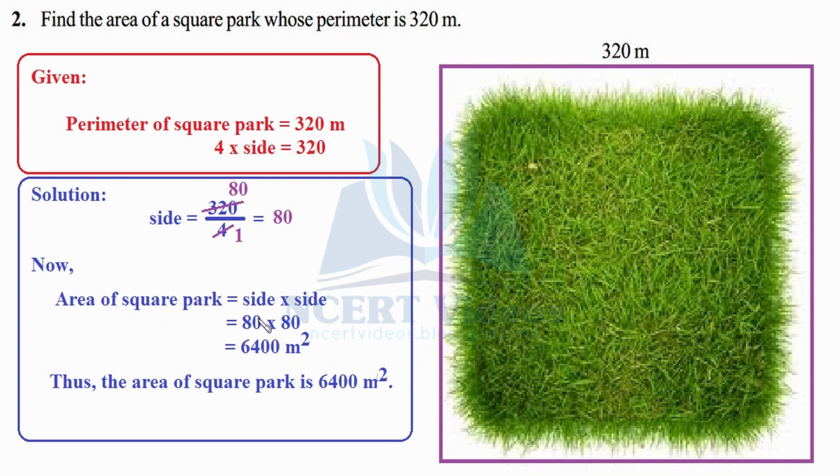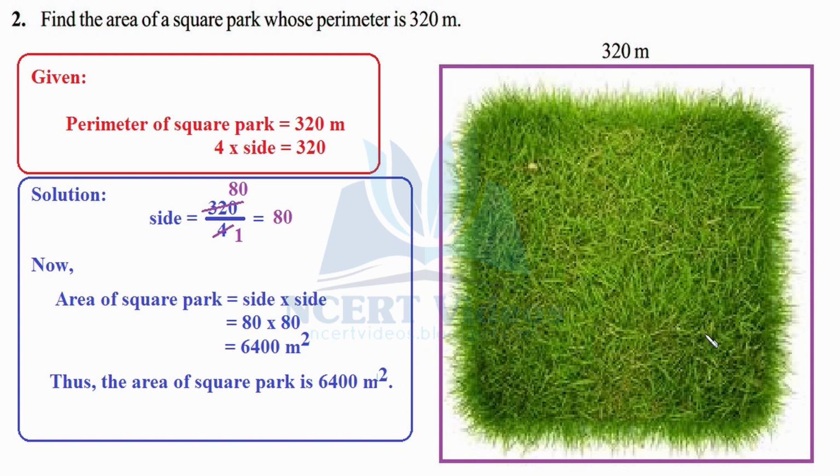Now, area of square is side into side. Side is already deduced. 80 into 80 gives you this much. So 8 8s are 64 and 2 zeros. So this is just the value. You have to write units with it all the time, else your answer is incomplete, because this meter square actually tells what this value denotes. It denotes area. Thus, the area of the square park is 6400 meters square.